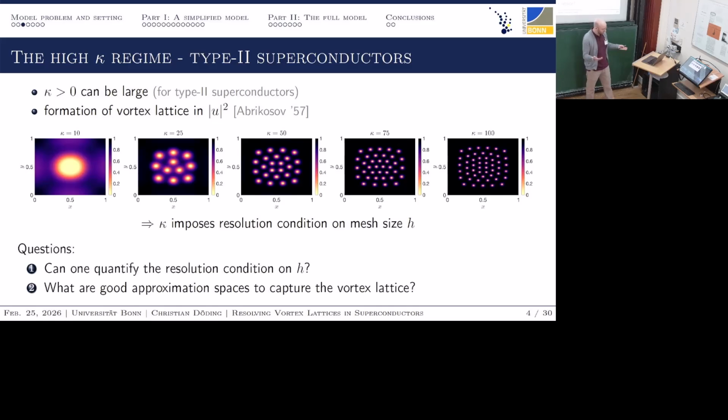And that's what we're going to do. And this naturally imposes 2 questions. Namely, can we quantify the resolution condition dependent on this parameter kappa? And the second one, where the LOD will come into place, is what are good approximation spaces that maybe can relax this resolution condition. And that's what we will set up the LOD framework for.